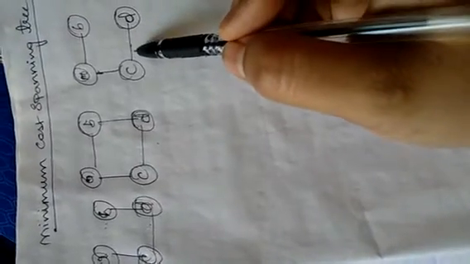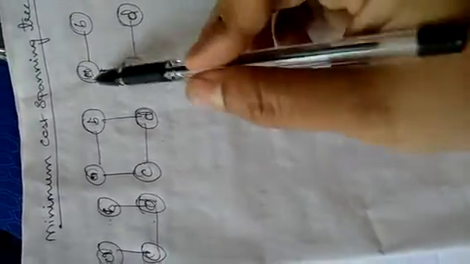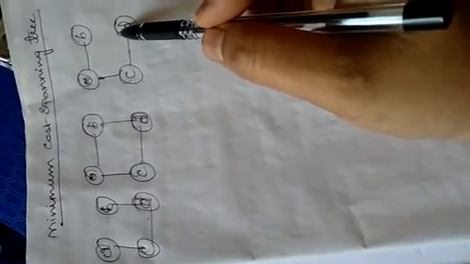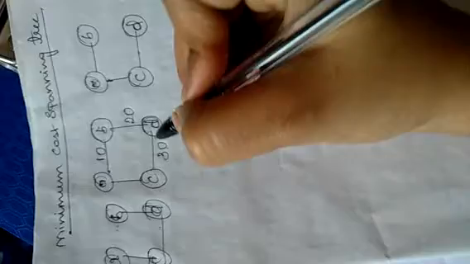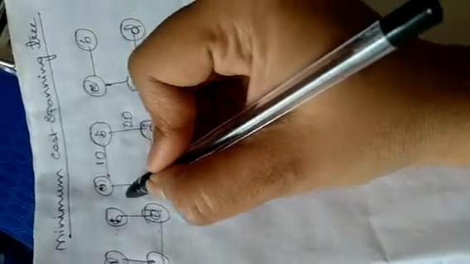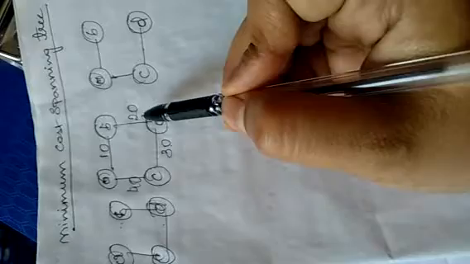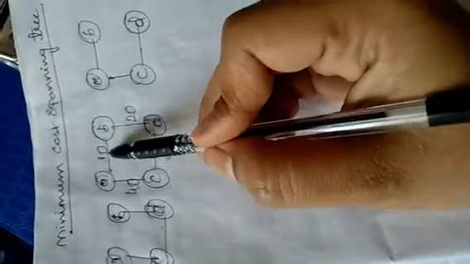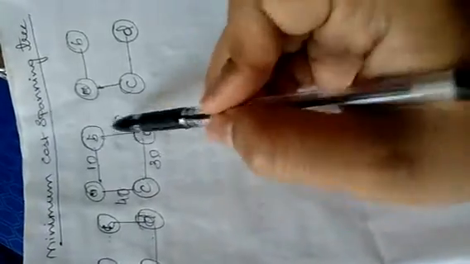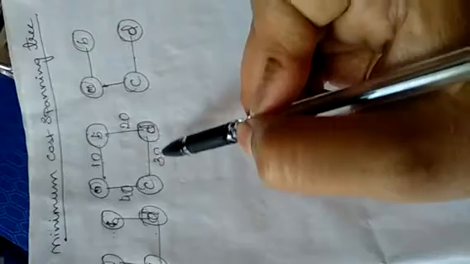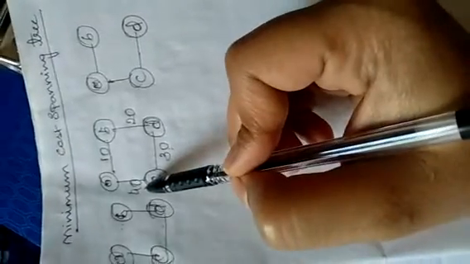A spanning tree is a tree in which all the nodes are connected without forming any circuit. Now, what do you mean by the cost of the graph? Here on these edges, if I mention numbers like 10, 20, 30, 40, then this will be called the cost of that graph. From A to B, cost is 10, B to D, cost is 20, C to D, cost is 30, and A to C, cost is 40.